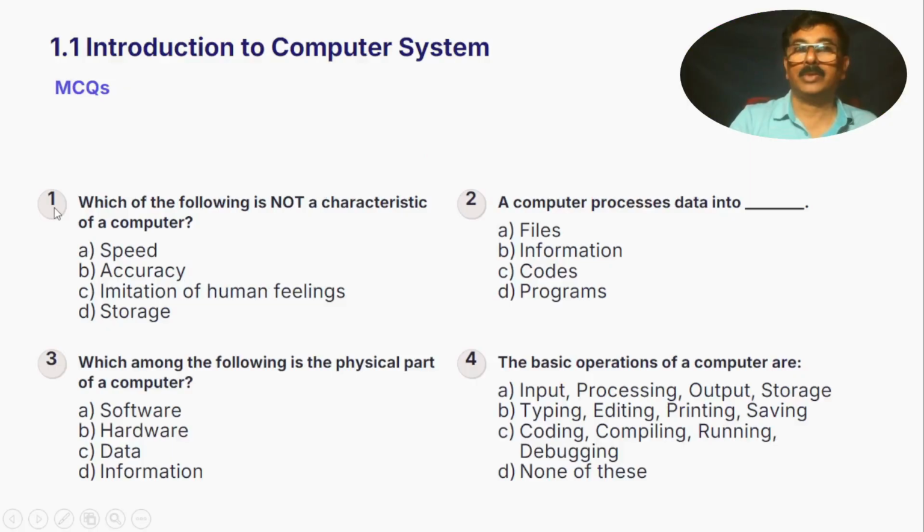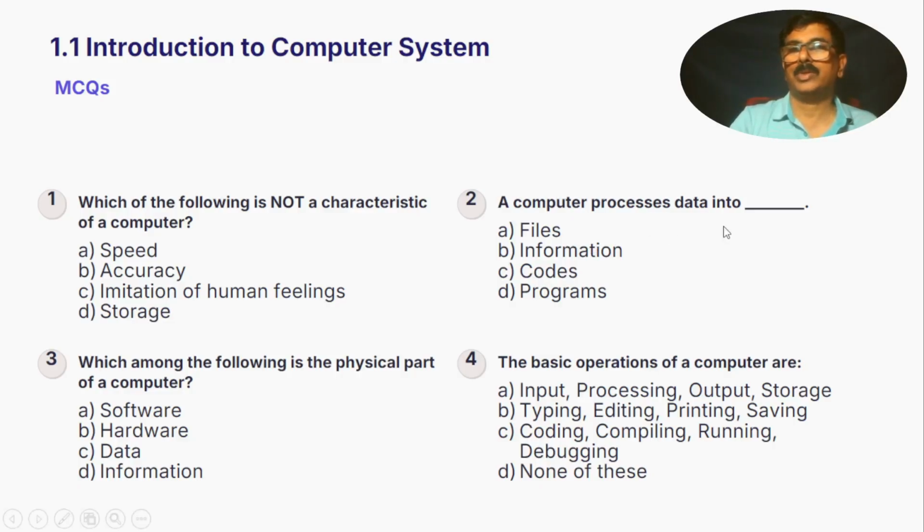1.1, that is first chapter, 1.1 section: Introduction to Computer System. Which of the following is not a characteristic of computer? Speed, accuracy, imitation of human feeling, storage. Imitation of human feeling is not a characteristic of computer.